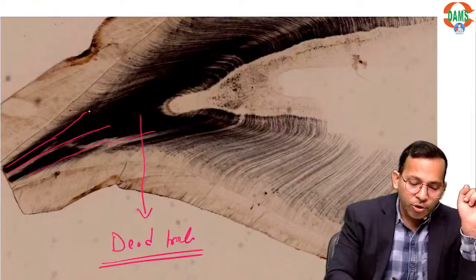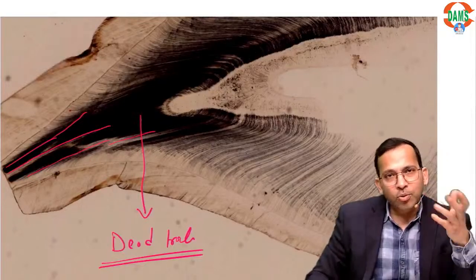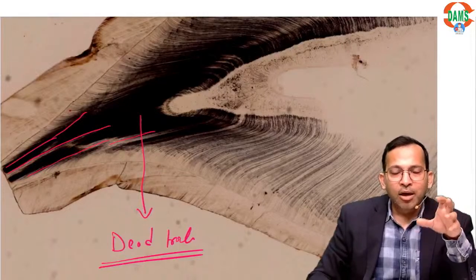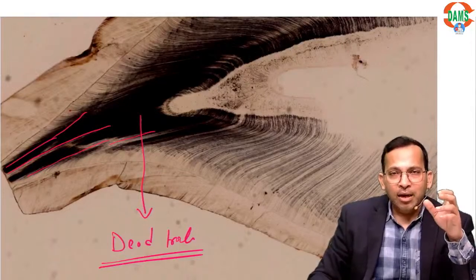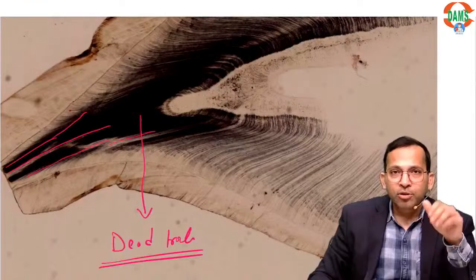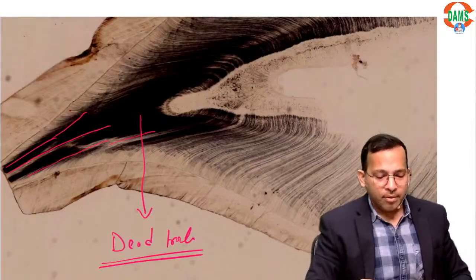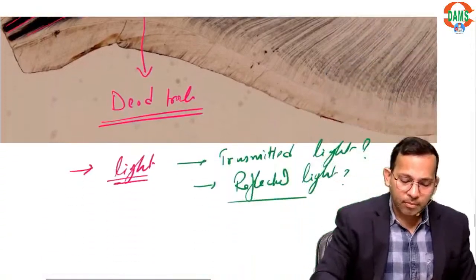I have already told you that these are the dead tracts. So dead tracts are appearing dark. Now, from this information, can you tell me the type of light source that has been used to view this tissue? Can you tell me the light source?